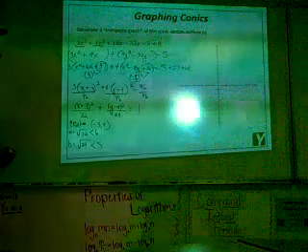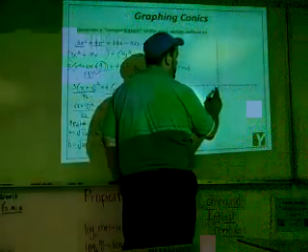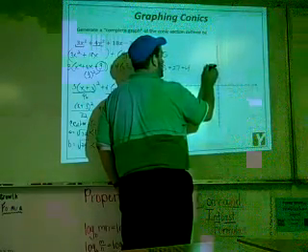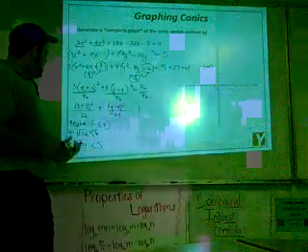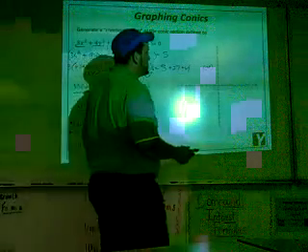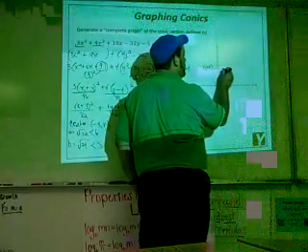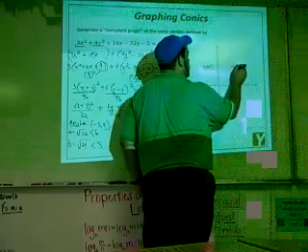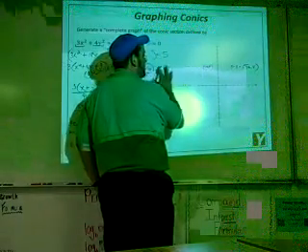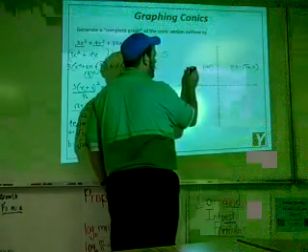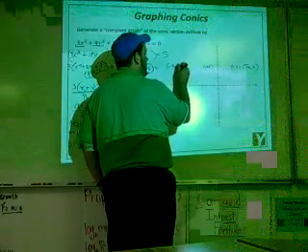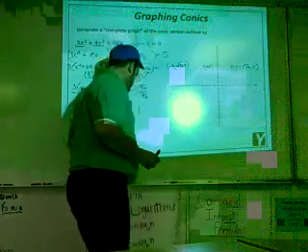So let's go through and generate the graph. The center is at (-3, 4). So 1, 2, 3 to the left, up 1, 2, 3, 4. That's my center. The a value is the square root of 32, so I'm going to go just a little less than 6 spaces to the right. So I'm going to go 1, 2, 3, 4, 5, not quite 6. That'll be (-3 plus the square root of 32, 4). And then I'm going to go 1, 2, 3, 4, 5, not quite 6 spaces to the left. That's (-3 minus the square root of 32, 4).